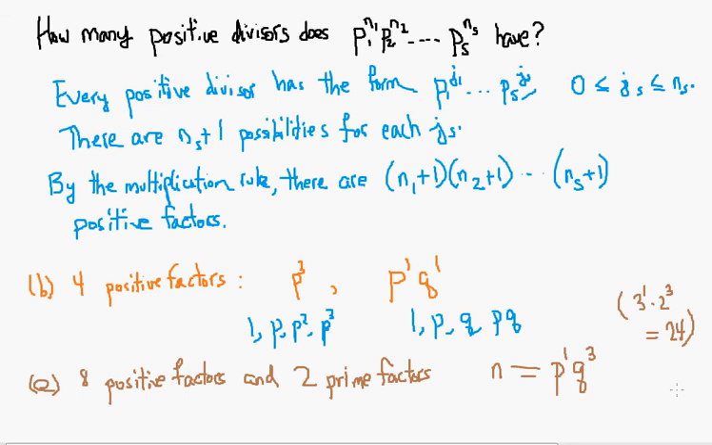The basic proof is that we count the number of divisors using the multiplication rule from combinatorics. There are n sub 1 plus 1 possibilities on the first factor, n sub 2 plus 1 possibilities on the second factor, so the product of those things would be the total number of possibilities, and hence the total number of positive factors.